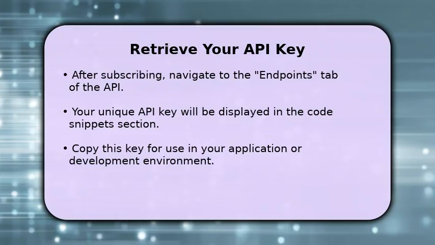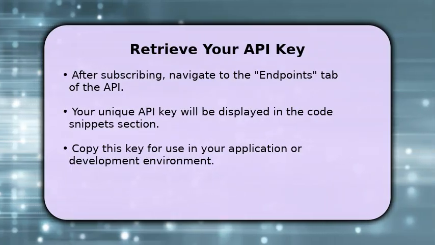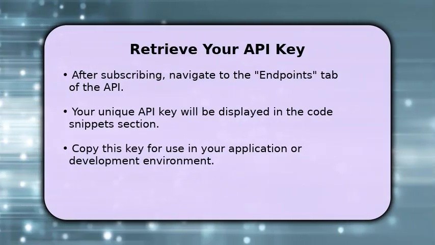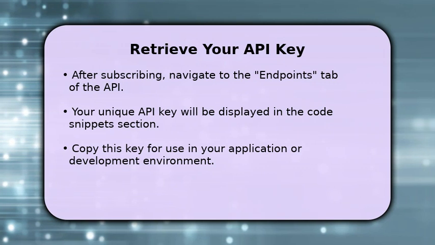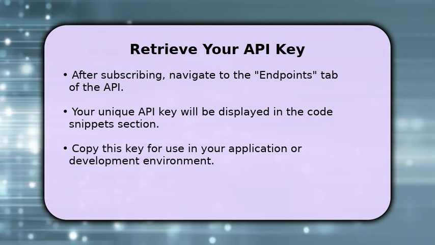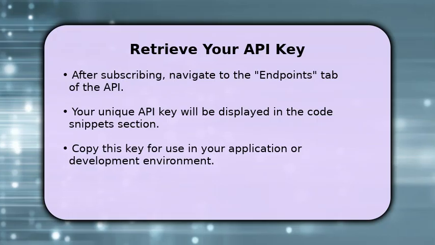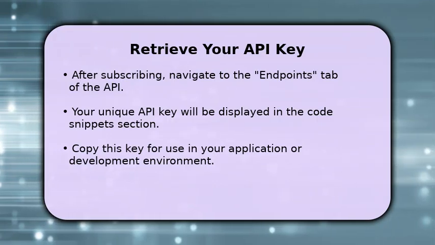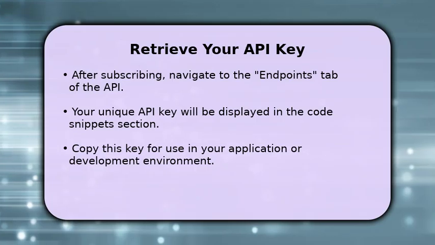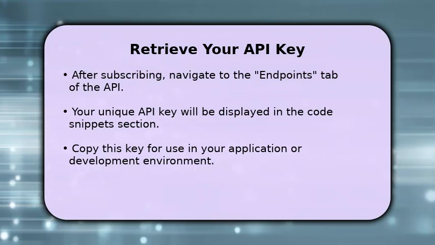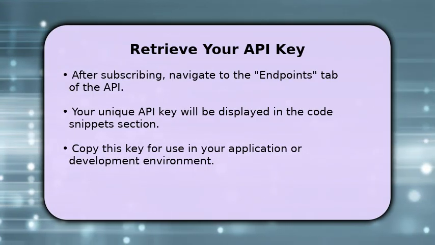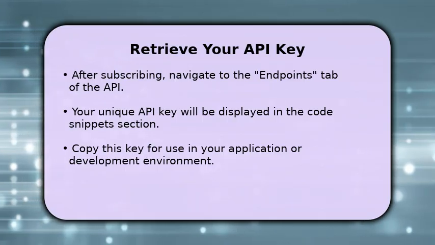After successfully subscribing to an API, you will be directed to its Endpoints tab. On this page, typically on the right-hand side, you will find code snippets in various programming languages. Within these snippets, your unique RapidAPI key, often labeled X-RapidAPI-Key, will be clearly visible. This key is automatically generated upon subscription.